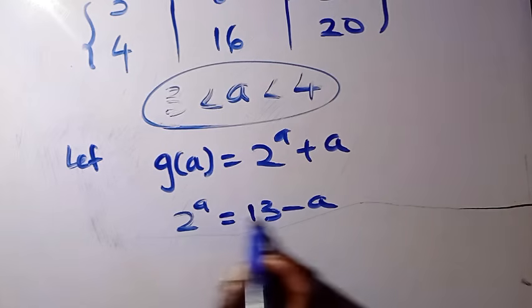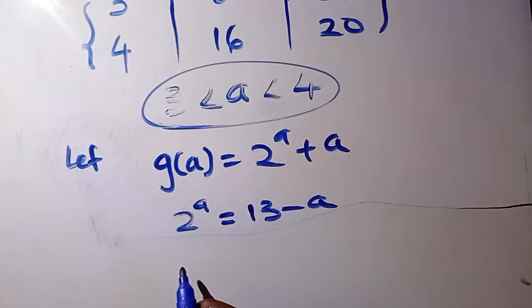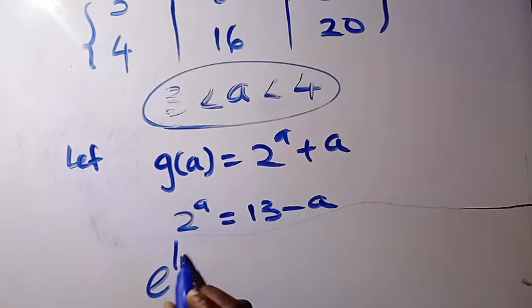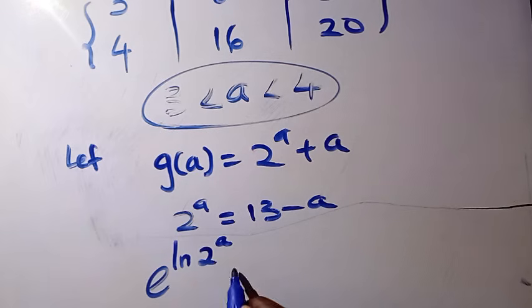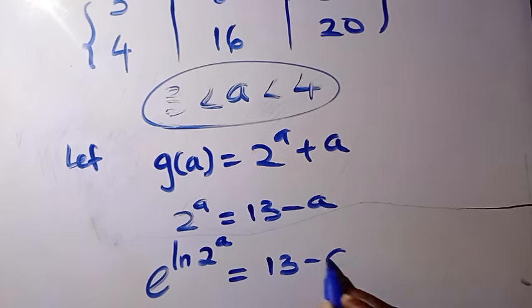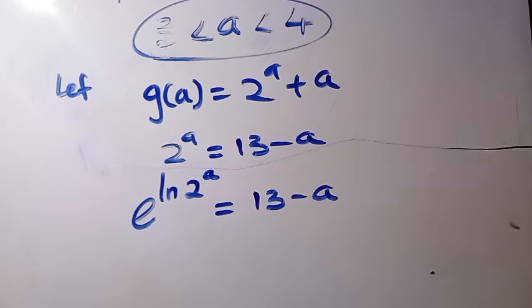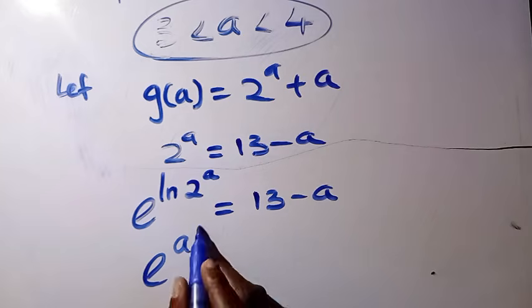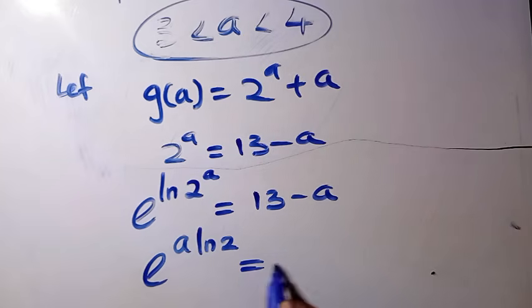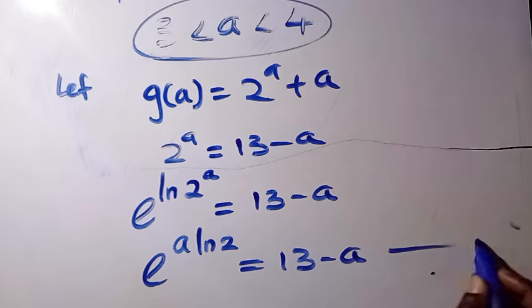So if you want to get the values, how does it work? Suppose I start from 2^a = 13 - a. Let's say I introduce exponential and ln. This cancels automatically, so we just have it as a... and from here, I can bring a down, and we have e^(a ln 2) = 13 - a. We have to continue from here.